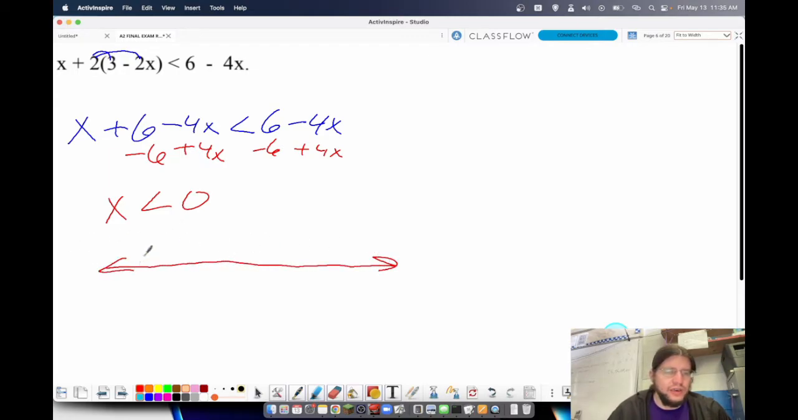We'll be graphing these on a number line. One will be provided on the answer key for your test. Here's a 0. It says x is less than 0. So that means we need everything to the left of 0. But do we include 0? No line under there. We do not include 0. So we need an open circle. And then we shade.